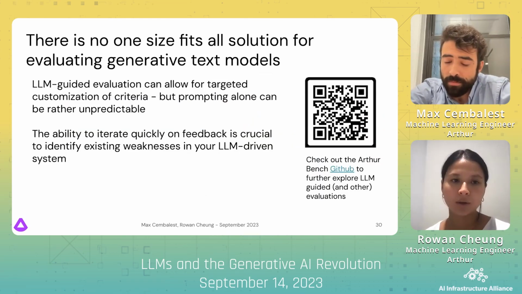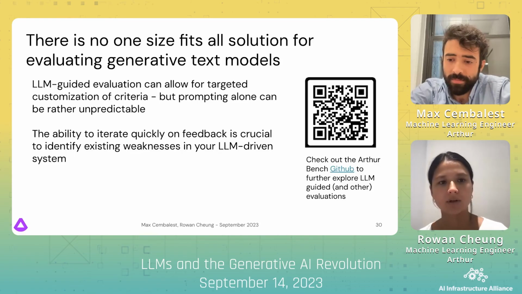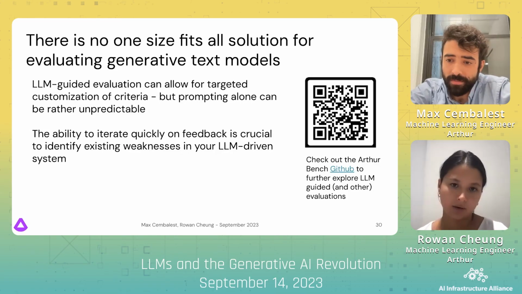Yes. In conclusion, we can't recommend any one-size-fits-all solution for evaluating generated text models across all tasks or all properties of text that you may care about. But LLM-guided evaluation can allow for really targeted customization of the criteria that is most important to you and your use case. And prompting alone can be unpredictable and sensitive. So we think that the ability to iterate quickly on feedback, as well as the evaluation criteria that you're using, is crucial to identifying existing weaknesses in your LLM system.